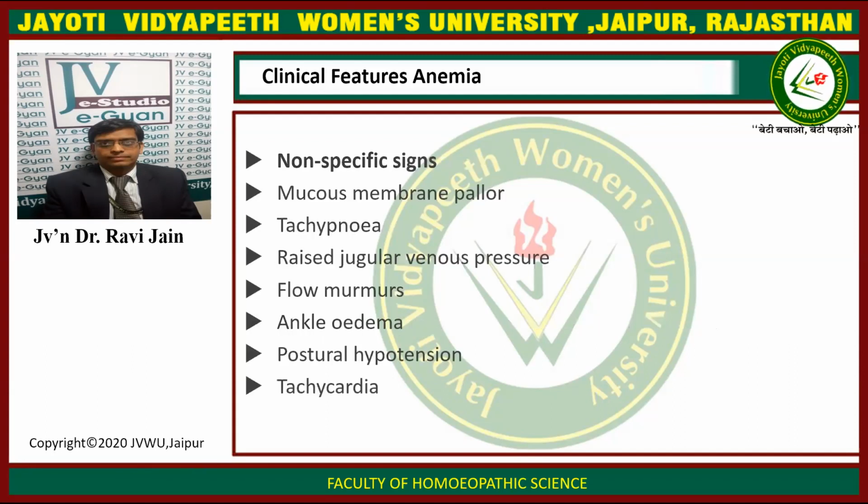The non-specific signs consist of mucous membrane becoming pallor, tachypnea, raised jugular venous pressure with flow murmurs, ankle edema, postural hypotension, and tachycardia. I will again repeat these non-specific signs: mucous membrane pallor, tachypnea, raised jugular venous pressure, flow murmurs, ankle edema, postural hypotension, and tachycardia.